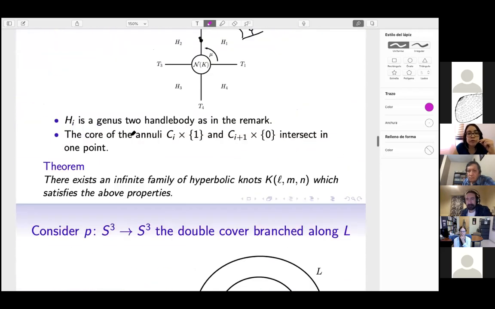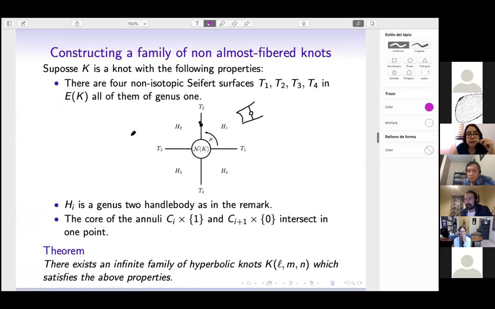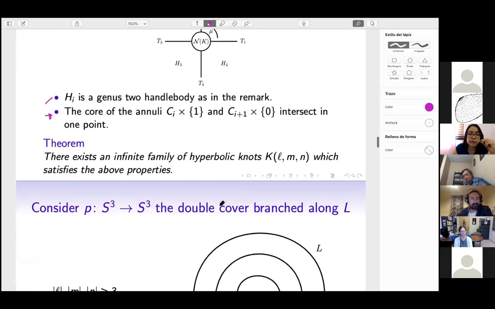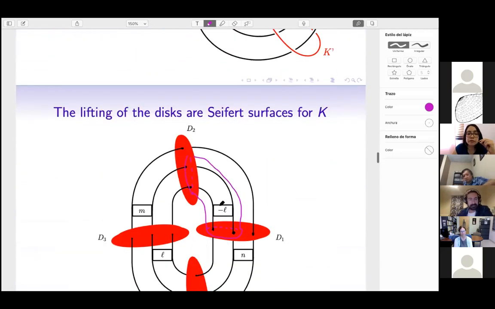So we have proof that our knots, our family of knots, satisfies this one and this one properties. So now let's see that these annuli intersect in 1 point.